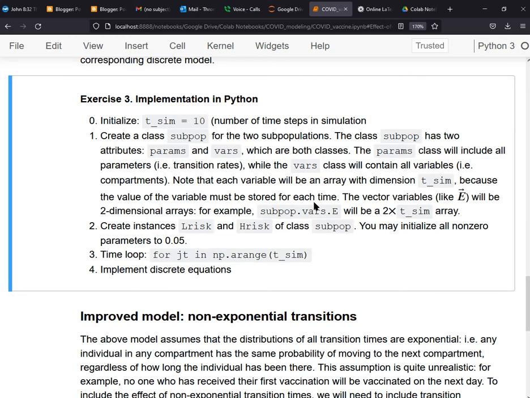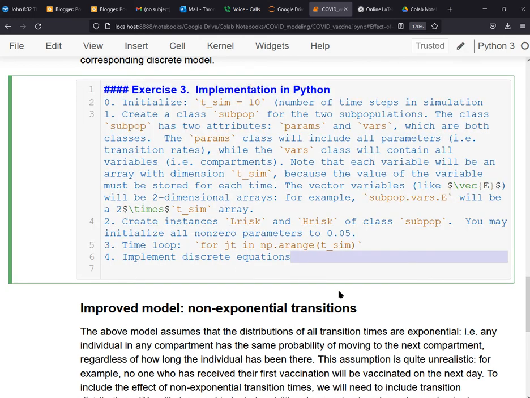Now you'll also need to create instances L-risk and H-risk of this class. In this slide, it's all non-zero parameters set to 0.05. I don't know what the values are, so we'll just make everything 0.05, 1 out of 20. Then you have a time loop, and you put the discrete equations in the time loop, and build the variable arrays step by step.